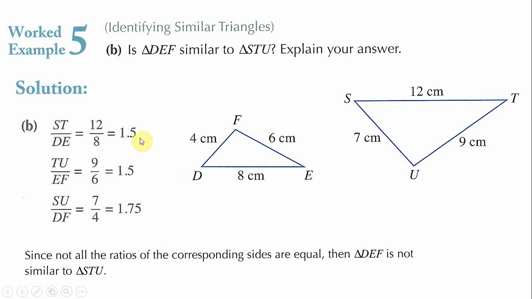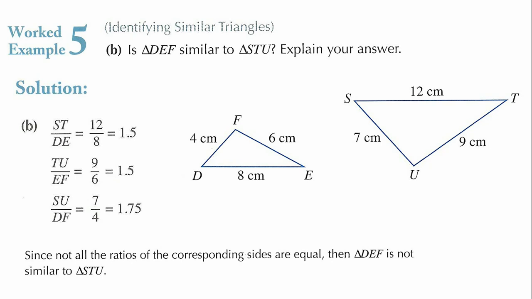that is equal to 1.5, and the second ratio also equals 1.5, and the third ratio, in which the smaller side corresponds to the smaller side, is equal to 1.75, that is different from the other two ratios. So all the corresponding ratios are not equal. If all the corresponding ratios are equal, then both triangles could be similar. But in this case, all the corresponding ratios are not equal, so these two triangles are not similar.